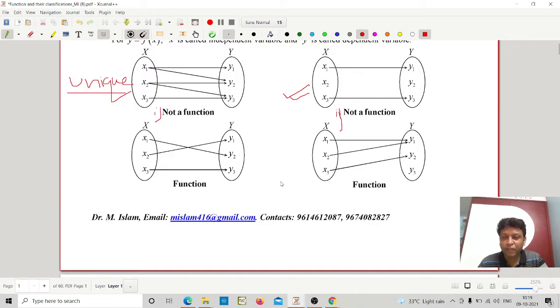Number three, it's clearly a function. For each element in x, there exists a unique element in y. And the fourth example, this one, is also a function. Why? Because x1 has an image y1, and again x2 has an image y1. That is possible. I said one to many is not possible, but many to one is possible. This fourth example is many to one. Many to one is possible in function. So that is the main concept of function.